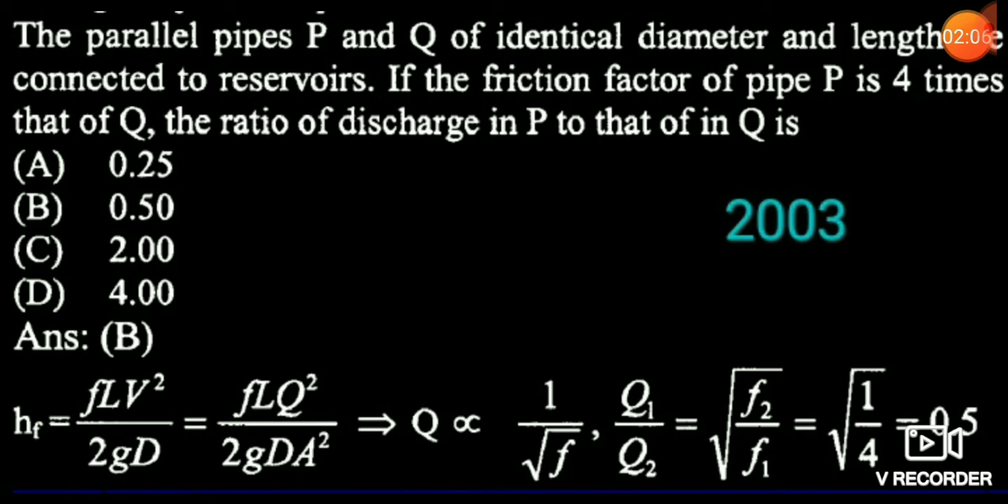Now friends, you see the next question. It is also very easy. Here the parallel pipes P and Q are of identical diameter and length and are connected to the reservoirs. Parallel pipes means the head is constant. Pressure head is constant. So H is constant. And if the friction factor for P is 4 times that of Q, then discharge.